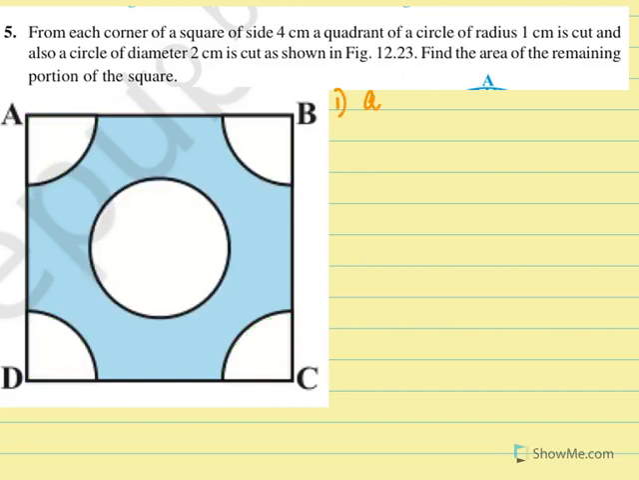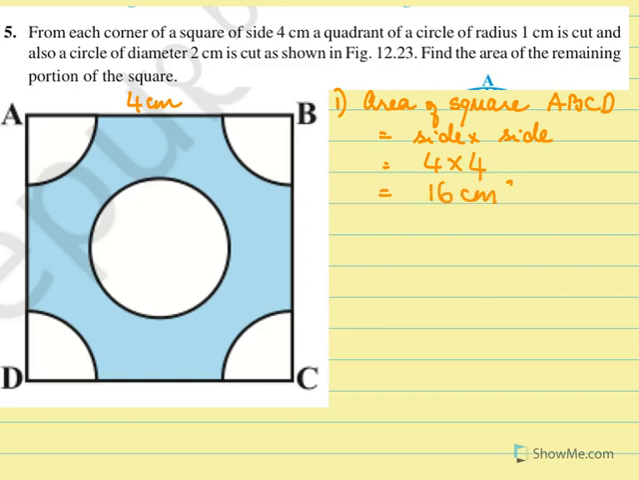In step 1, we need to find the area of the square, and that is ABCD. And area of square, you know, is side into side. The side in this case is 4 centimeters. So area of the square will be 4 into 4, which is 16 centimeters square. So this is the area of the square.